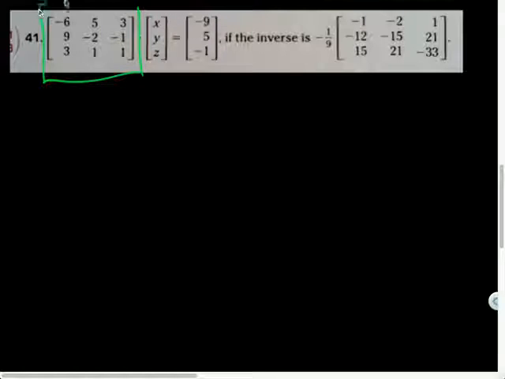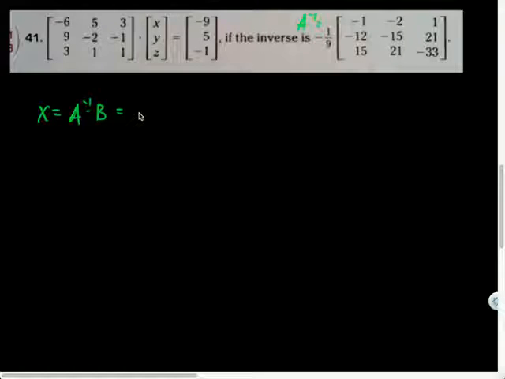They're referring to the inverse of the coefficient matrix, right? So they gave us the inverse. I'm going to say that is my A inverse right there. A to the negative 1 is that guy. They gave us that because I know that X is going to equal A inverse times B, right?